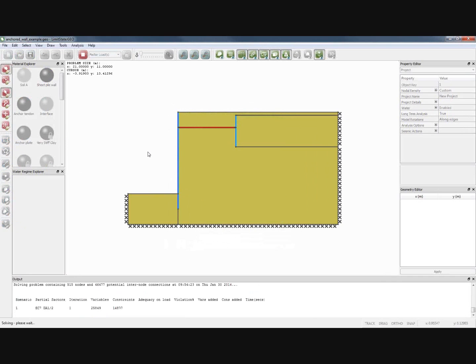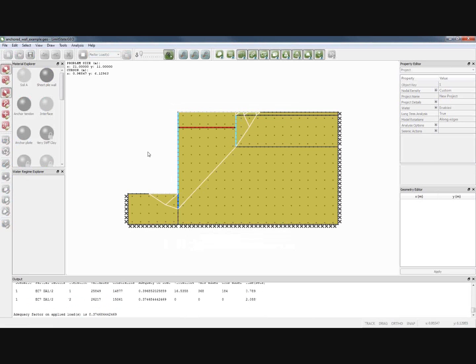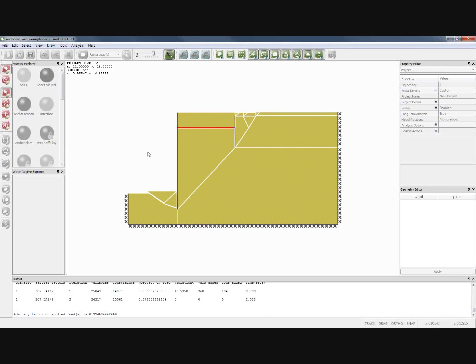And if I solve that, our suspicions are confirmed, and what we get is a sliding failure essentially, and a much reduced stability. So just neatly illustrates how software can actually pick up interaction between different components of a wall system.